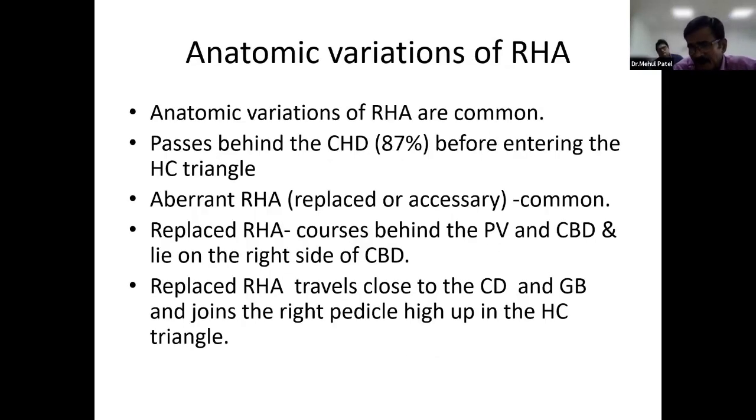This is another important artery which might get injured while doing lap cholecystectomy. There are important variations of the right hepatic artery. Most of the time, this right hepatic artery runs behind the common hepatic duct before it enters. It can sometimes be an aberrant, either a replaced or accessory right hepatic artery.